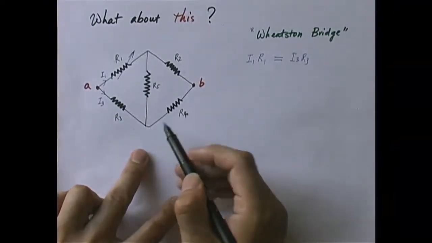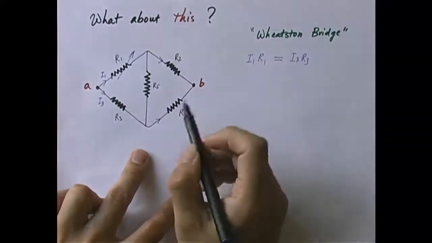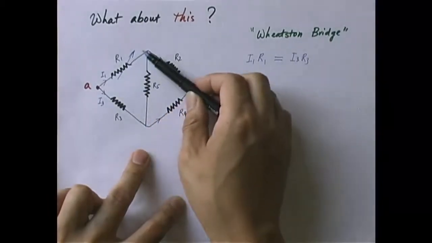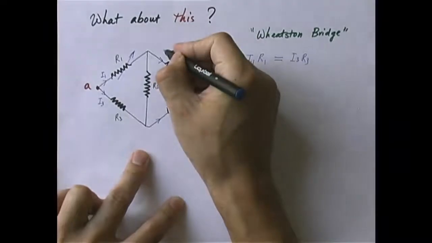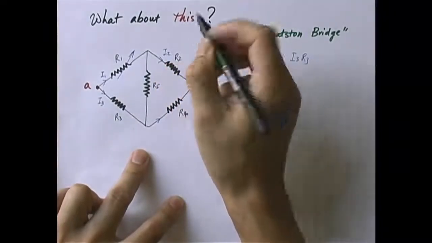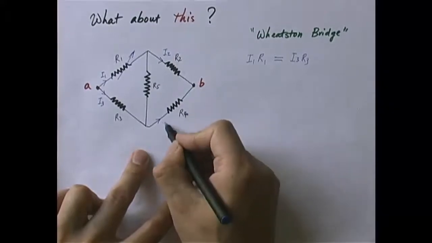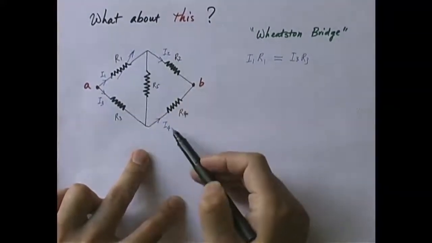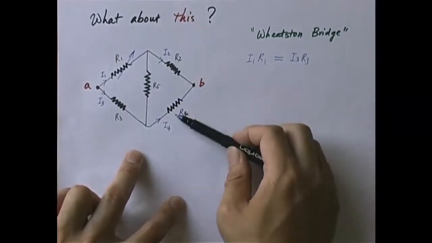Now, let's look at the current going through here and the current going through there. Since no current flows through R5, I1 must equal the current flowing through here, which I call I2. Right? And I3 must equal the current flowing through that one, which I call I4. So I1 equals I2, I3 equals I4. Now let's consider Ohm's law applied to R2 and R4.